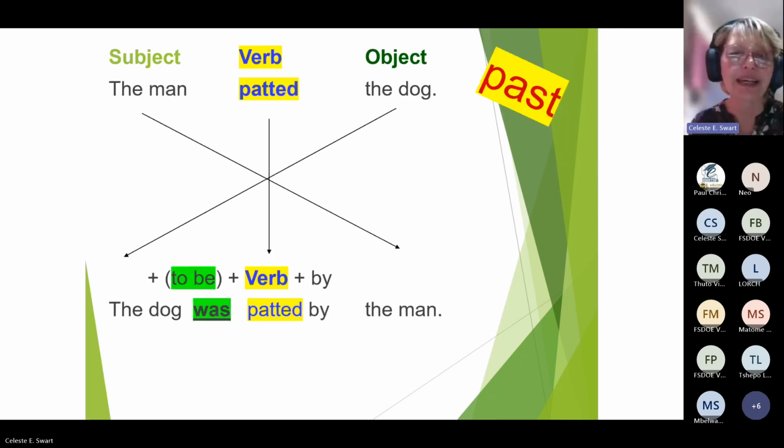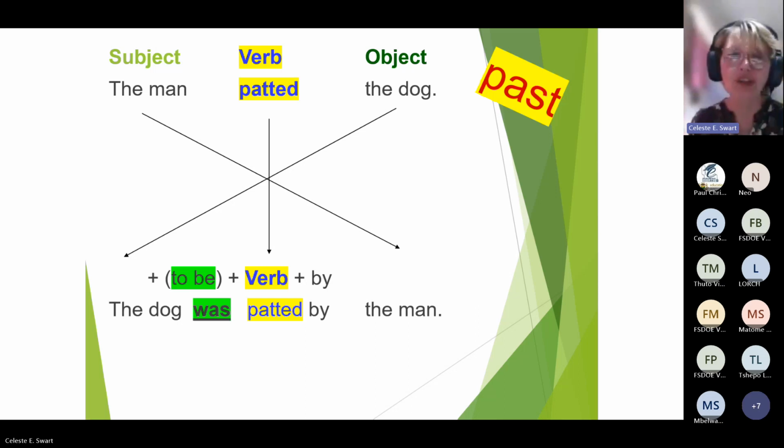Now, let's quickly look here. This is in the past tense. The man patted the dog. Now we know that this verb, if it's in present, it determines, in other words, it decides for us what the verb to be should be. So if this is in present tense, it means the verb to be will be in present tense. But in this case, it's in past tense. So what does that tell us? Yes, your verb to be is going to be in past tense.